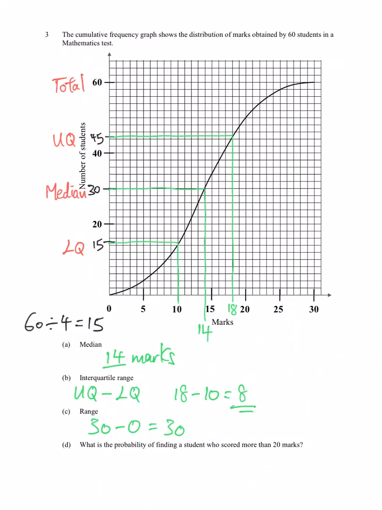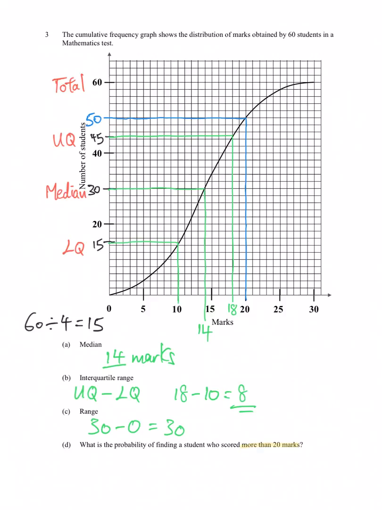Now for the very last part, what is the probability of finding a student who's got more than 20 marks? Take note, you want more than 20 marks. Now, if I draw a line starting from here, 20 marks, and I go up all the way to hit the graph, I can find out how many people scored 20 marks or less. In this case, it will be 40, 42, 44, 46, 48, 50. 50 people scored 20 marks or less.